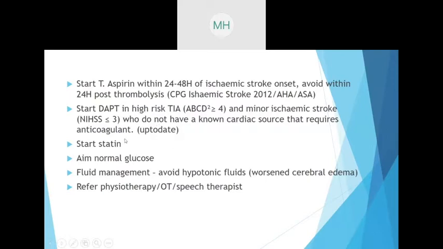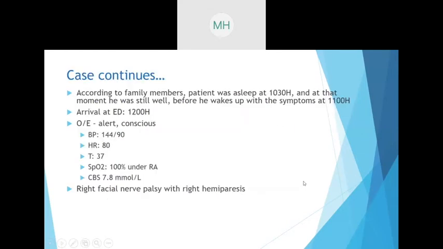And of course, as usual, we have to control the risk factors, start statin, and keep glucose at 8 to 10. For fluid management, we should avoid giving hypotonic fluids because it can worsen the cerebral edema. Of course, in the ward, we can refer to physiotherapy or speech therapy.